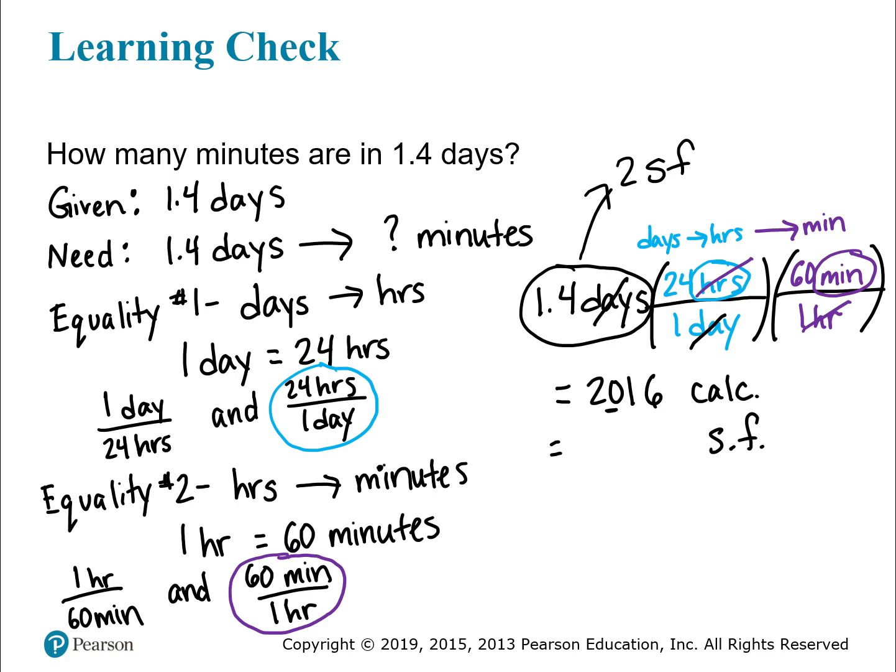But we can't just write 20 because that's 20. We need to add some placeholder zeros. So 2,000, and then what are our units? Minutes. The other way that you can write this is using scientific notation and showing the number of significant figures, because 2,000 only has one sig fig in it.